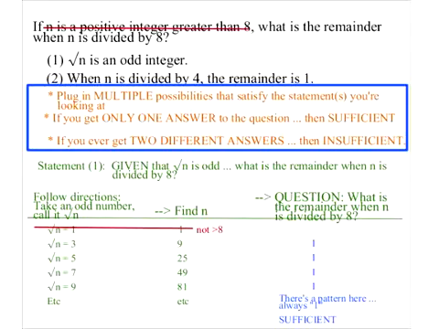Any questions about this? Text box, please. Okay, no questions. Let's look at statement 2.